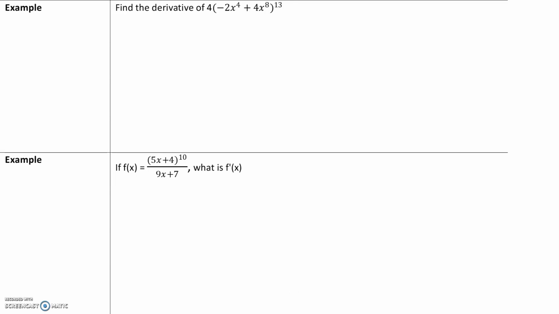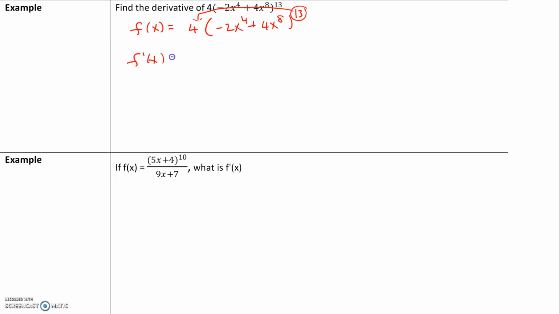Next example, we want to find the derivative of 4 times the quantity negative 2x to the 4th plus 4x to the 8th, that whole thing raised to the 13th power. So when we start to differentiate, I'll rewrite this. So we have f of x equals 4 times (negative 2x to the 4th plus 4x to the 8th) to the 13th power. When we differentiate this, the 13 multiplies with the 4.